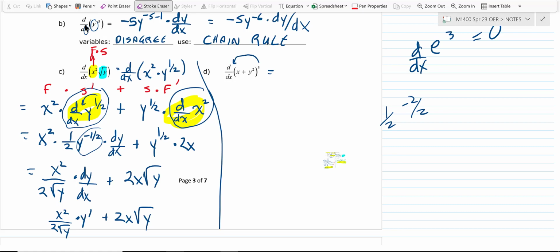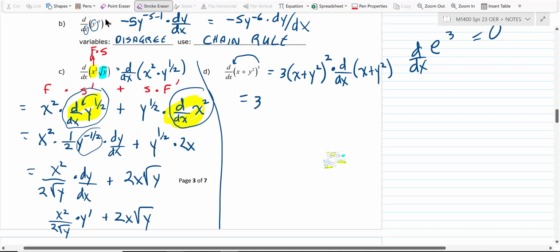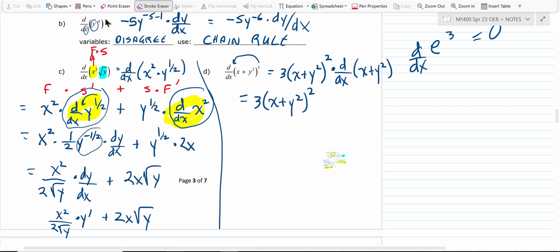Go ahead and bring your 3 down. Leave the part in parentheses alone, and then that's to the second power. But you have to multiply by the derivative of what's inside. So I'm going to just kind of put that in your chain rule like that. That's how you have to start the problem. The rest of this problem, you're probably just going to do totally in your head. So when you bring this down, you've got 3 times (x plus y squared) to the second power.